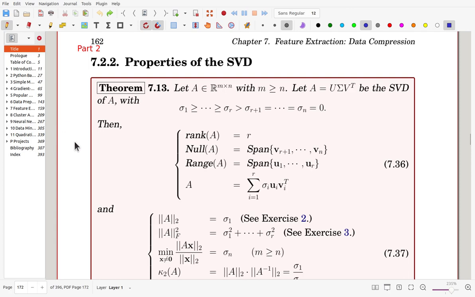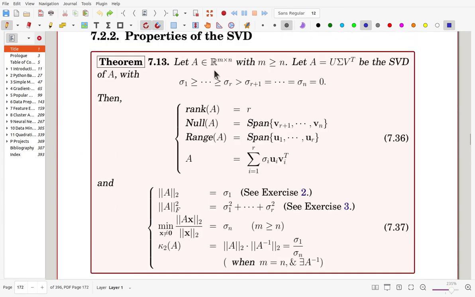Let's see the theorem. A is a matrix of size m by n, and U sigma V transpose is the SVD of A, with singular values sigma 1 to sigma r positive, and from sigma r plus 1 to sigma n, the value is 0. Then we say the rank of A is r. And also the corresponding components, v r plus 1 to v n, are a basis of the null space of A.